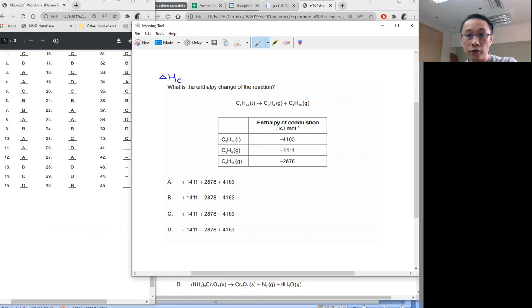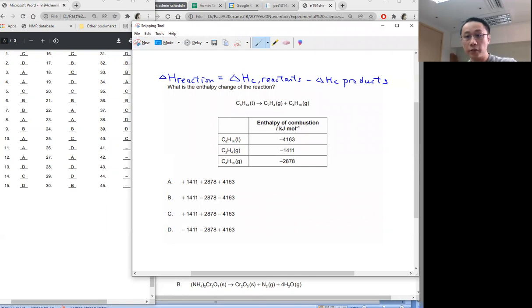If you guys have revised, then you should remember that the delta H of a reaction, sorry, my bad, not delta HC, delta H of a reaction in general can be determined by taking the enthalpy of combustion of the reactants and then subtracting it by the enthalpy of combustion of the products.